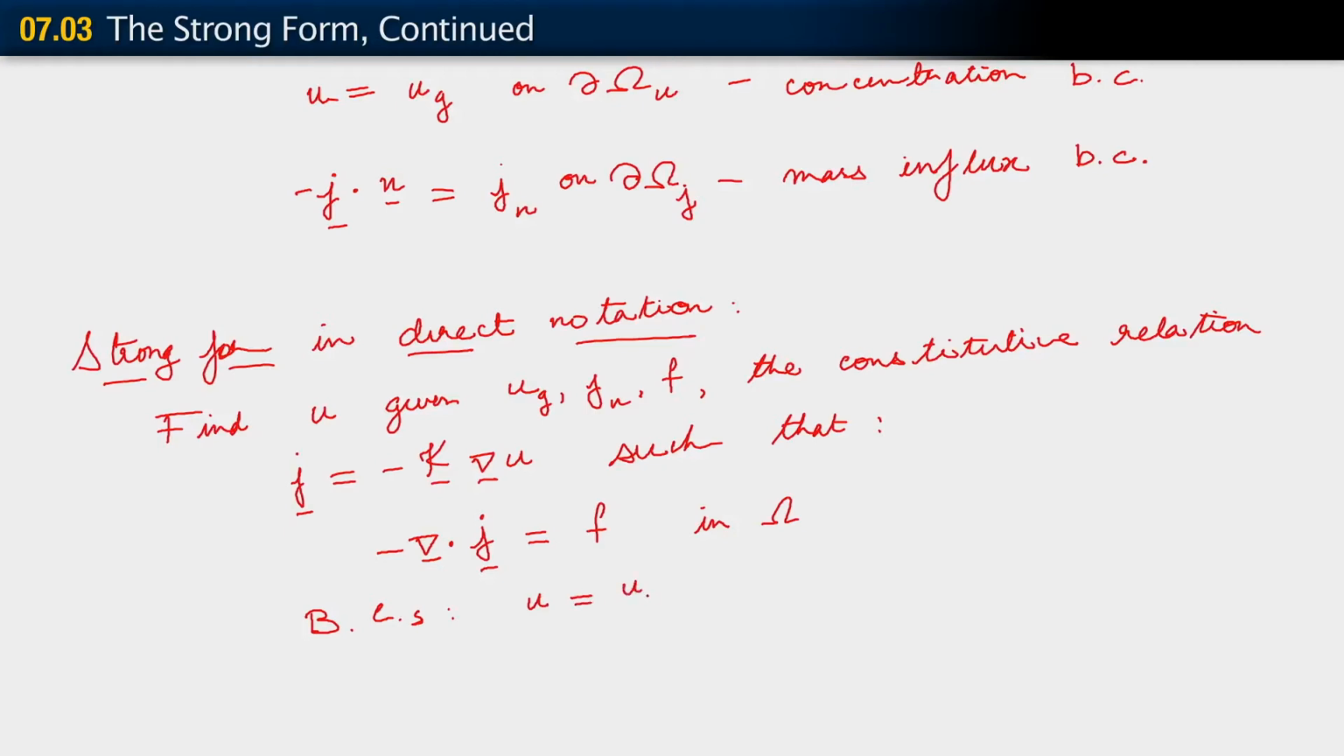U equals U sub G on partial omega U, and the Neumann boundary condition is minus J dot N equals J sub N on partial omega sub J. Okay, and this actually is it, as far as our strong form is concerned in direct notation.